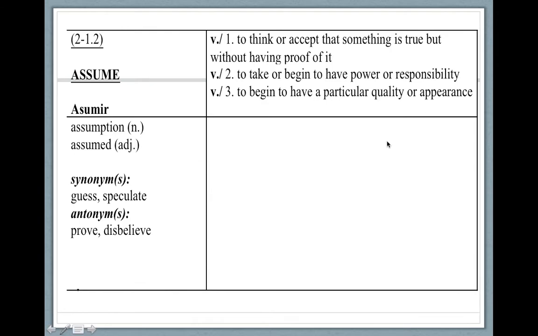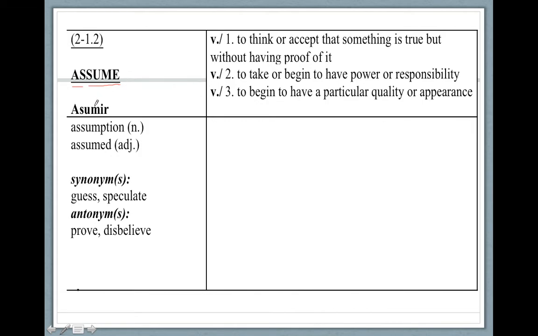For today's word, we got assume. Let's go over the syllables of the word. Assume has two syllables. Assume, assume, assume. The emphasis is placed on the second syllable, assume. In Spanish, we have asumir. The part of speech when we're using this word is as a verb, only as a verb.